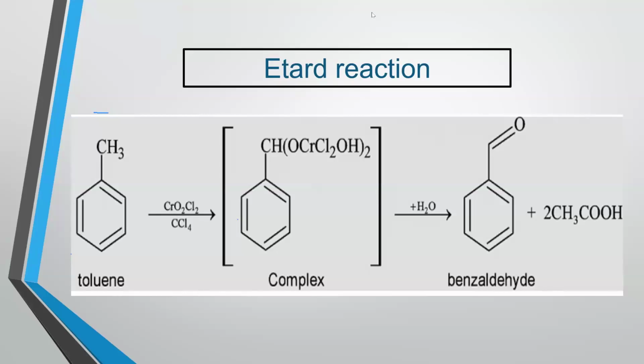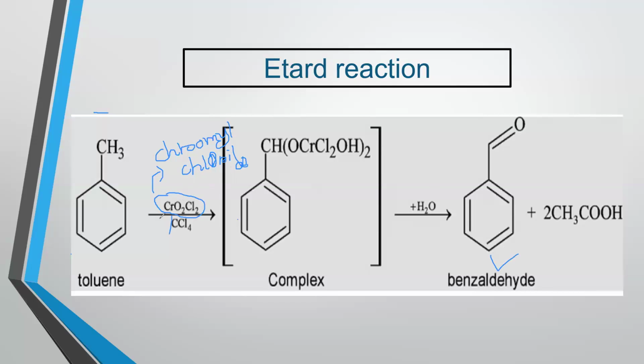In case of the Etard reaction, toluene will be converted into benzaldehyde in presence of chromyl chloride. This compound is known as chromyl chloride. Chromium is there, right? So it's known as chromyl chloride. In presence of chromyl chloride and carbon tetrachloride, it will directly give the final product, which is benzaldehyde. So what happens in the Etard reaction? Toluene will be converted into benzaldehyde in presence of chromyl chloride and CCl4.